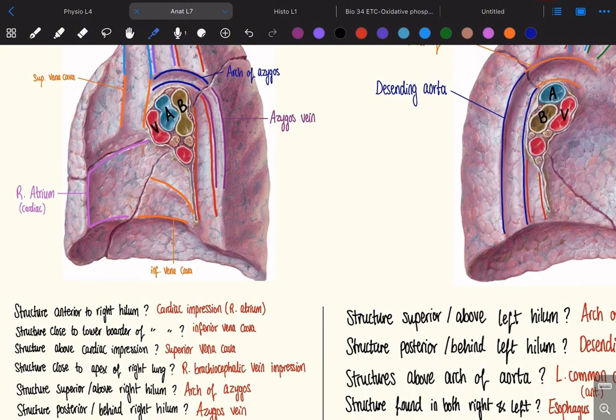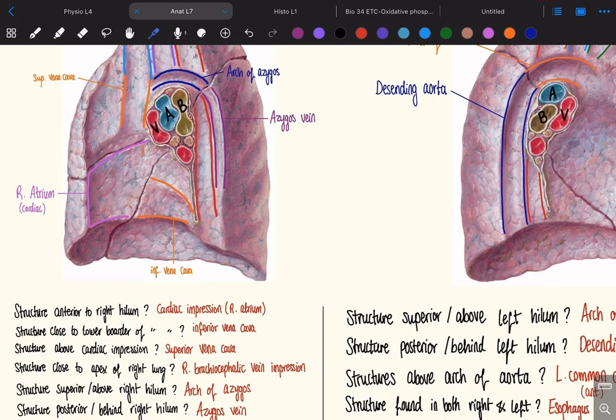As for the superior vena cava, where can we find it? We can find it above the cardiac impression. And this is the cardiac impression or the right atrium impression. Above it, we can find the superior vena cava. And inferior, or below, the right hilum, we can find the inferior vena cava.